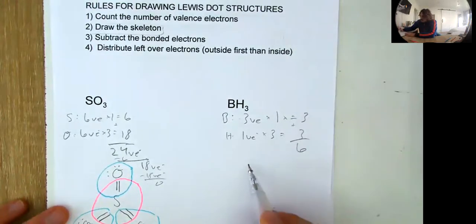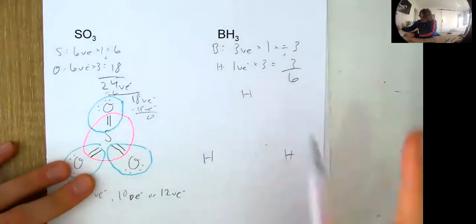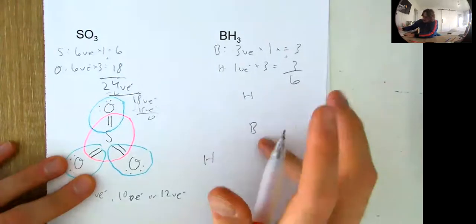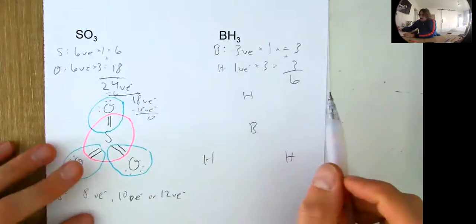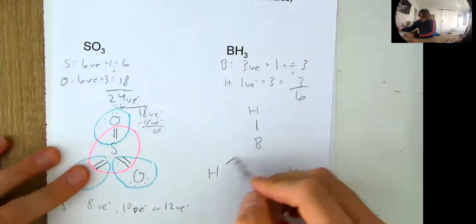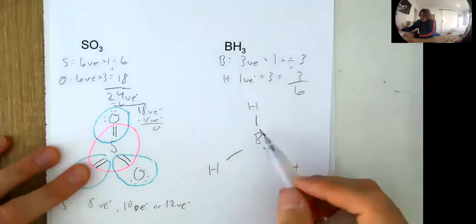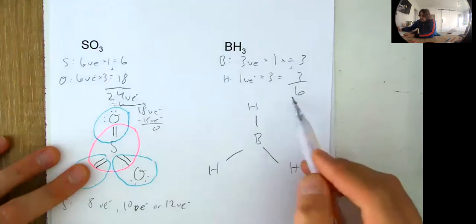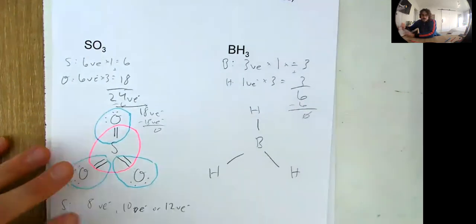Automatically, I know that the hydrogens go on the outside. Hydrogens are going to go on the outside. I'm going to draw it like this, like a triangle type situation. Okay, step number 2 is to draw the skeleton, which means just draw single bonds between all the atoms involved in the molecule. And how many electrons did I just draw? 2, 4, 6. Well, I only had 6 to draw. So subtract away 6, I'm done. That's it. That's the whole thing.